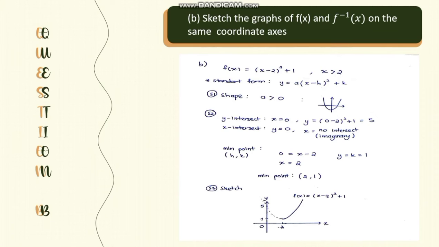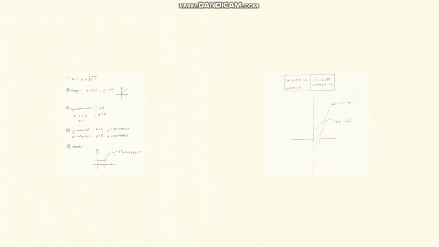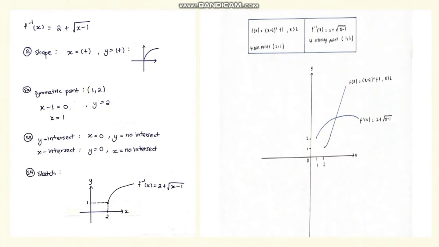Now we need to sketch the graph of the inverse of f(x). First, the shape of the graph. From the equation of the inverse of f(x), where x is positive, y is also positive, so the graph must be in quadrant 1. After that, we can find a symmetric point from the equation, where x equals 1 and y equals 2.